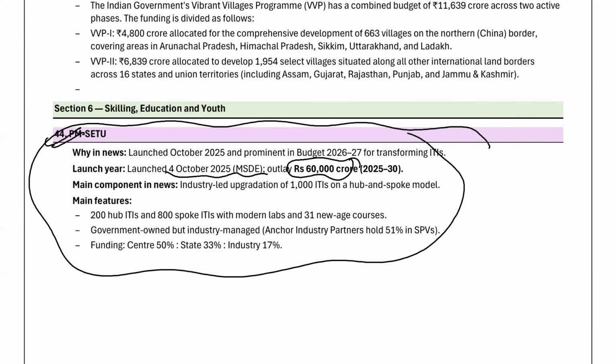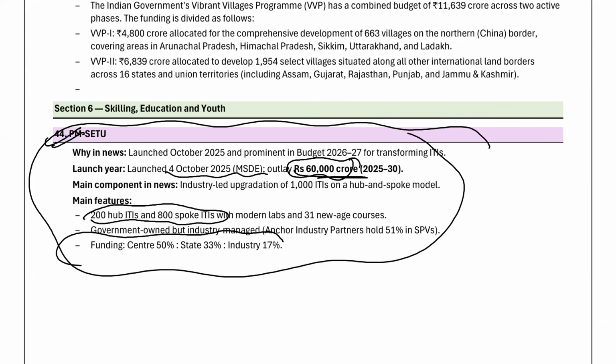And the key points, it will upgrade 1,000 ITIs. कितना? It will upgrade total 1,000 ITIs. Are you getting mine? It is providing hub and spoke model. ठीक है. Now third, it is industry led management. कैसा है ये? It is industry led management. Are you all getting my point? Fourth is the outlay is 60,000 crore. Only this is important for this PM Setu for your prelims point of view.